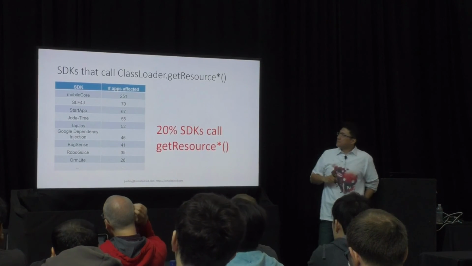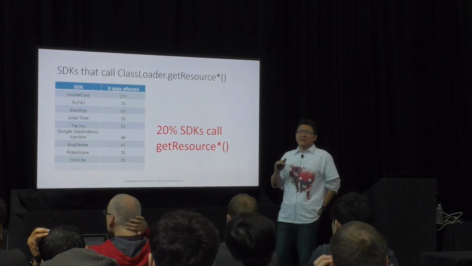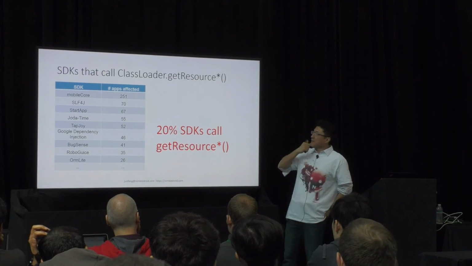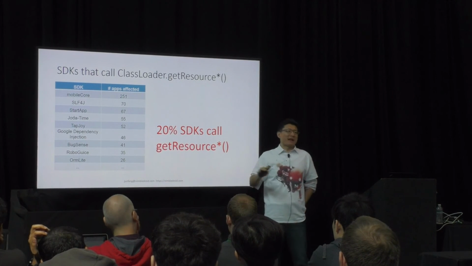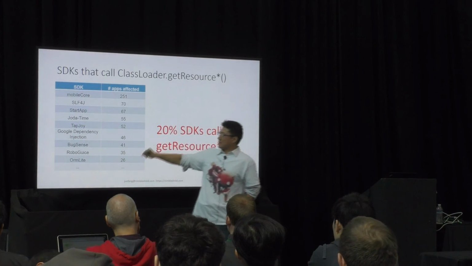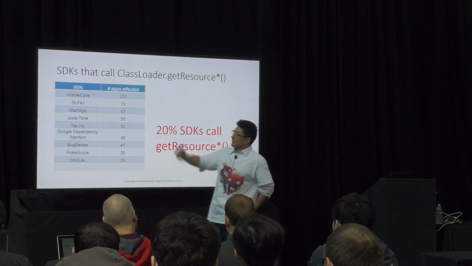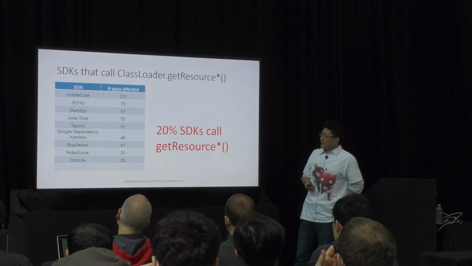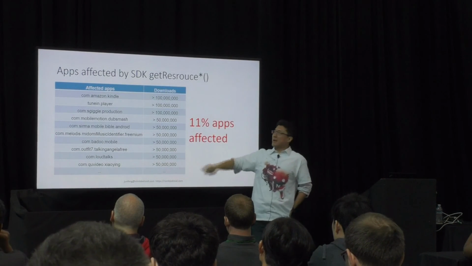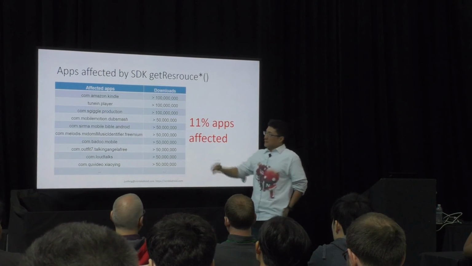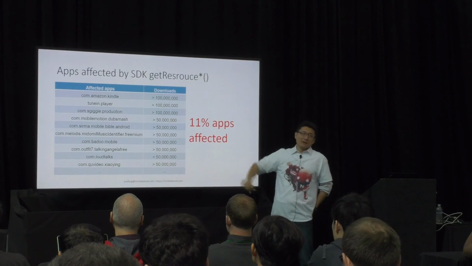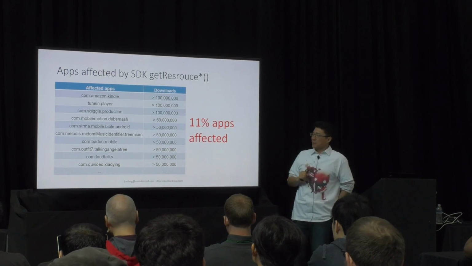Okay, so we're curious how many SDKs are affected by this particular problem, getResourceAsStream. We looked at all the data we have, and it turns out 20% of the SDKs out there call getResourceAsStream. A lot of famous SDKs are among them, like Backsense and simple login for Java. We also looked at which apps are affected. Some of the most popular apps, like Amazon Kindle and TuneIn Player, are all affected by this getResourceAsStream problem. Overall, over 10% of the apps are affected by this problem.